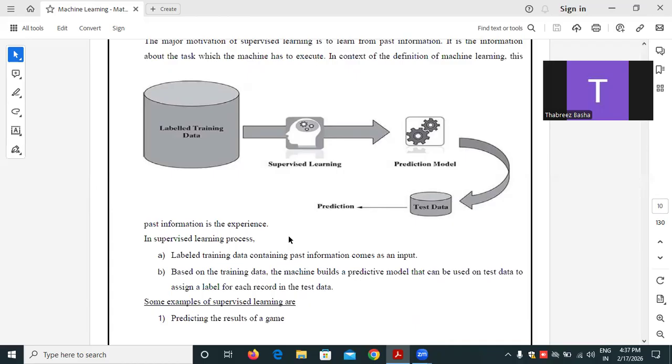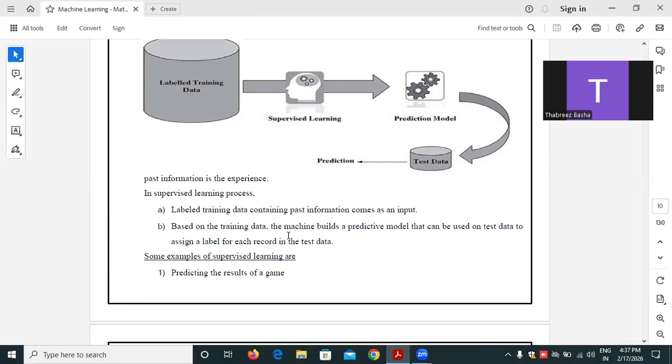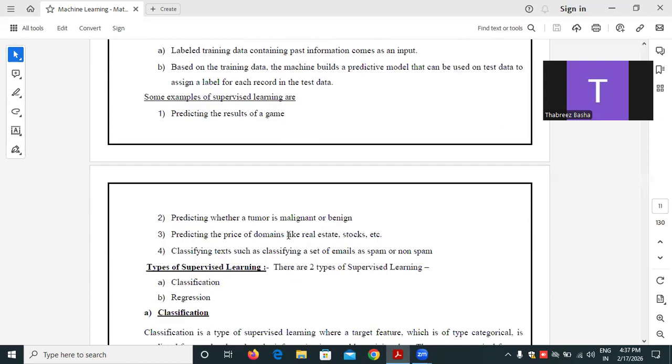In this process, some examples are taken. Predicting the results of a game, predicting whether a tumor is malignant or benign, predicting the price of domains like real estate, stocks, exchanges, and so on. Classifying text, such as classifying emails as spam and non-spam, is also a similar example of supervised learning. Types of supervised learning are also divided into two types. First one is the classification model. Second one is the regression model.